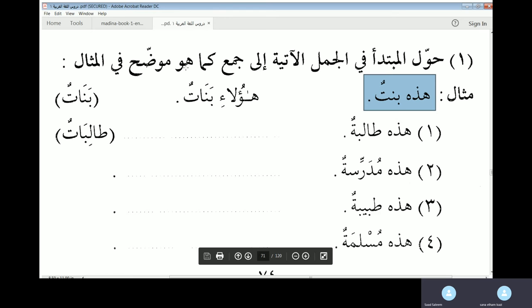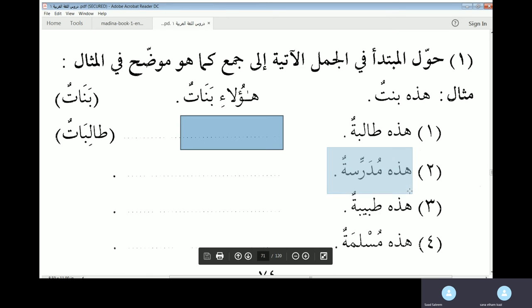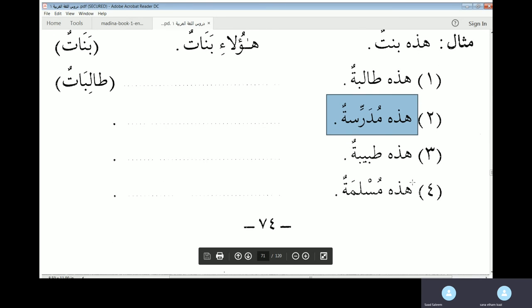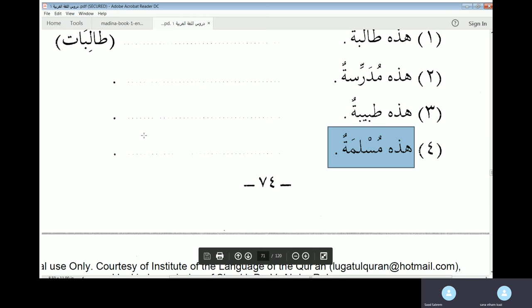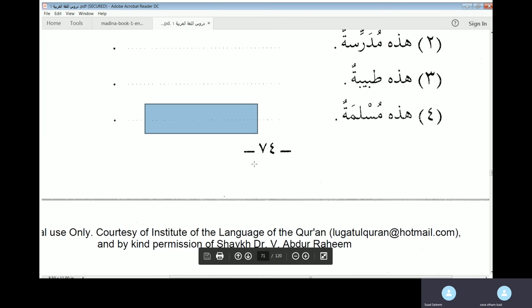Example: hadhihi bintun, haulai banatun. So this is a girl. These are girls. Hadhihi talibatun. This is a student. هَؤُلَاءِ طَالِبَاتٌ. These are students. هَذِهِ مُدَرِّسَةٌ. This is a teacher. هَؤُلَاءِ مُدَرِّسَاتٌ. These are teachers. هَذِهِ طَبِيبَةٌ. This is a female doctor. هَؤُلَاءِ طَبِيبَاتٌ. These are female doctors. هَذِهِ مُسْلِمَةٌ. This is a Muslim, a female. هؤلاء مسلمات. These are Muslims.